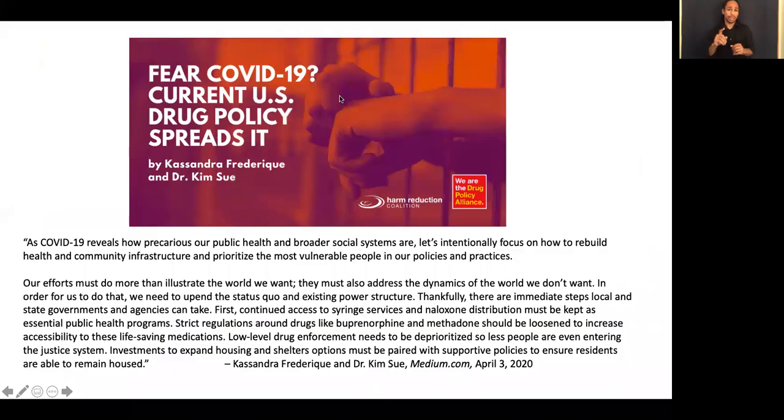Next slide. Cassandra Frederica, the incoming executive director of Drug Policy Alliance, and I wrote an op-ed where we talk about some of these issues. You can check it out on Medium. We wanted to draw attention to how our existing social structures have allowed COVID to tear holes in our already precarious social safety net. We highlight how racism, how poverty, how xenophobia are worsening it, as well as stigma against people who use drugs.